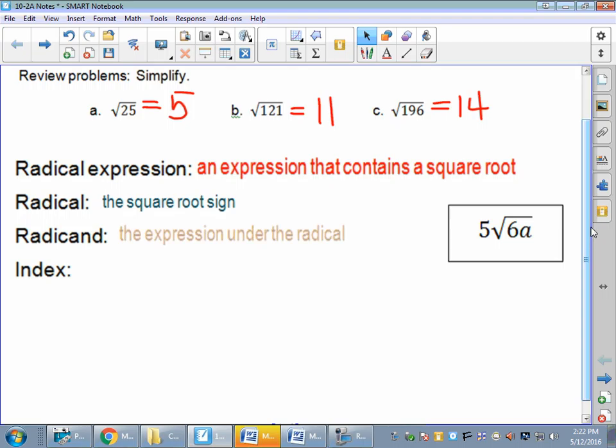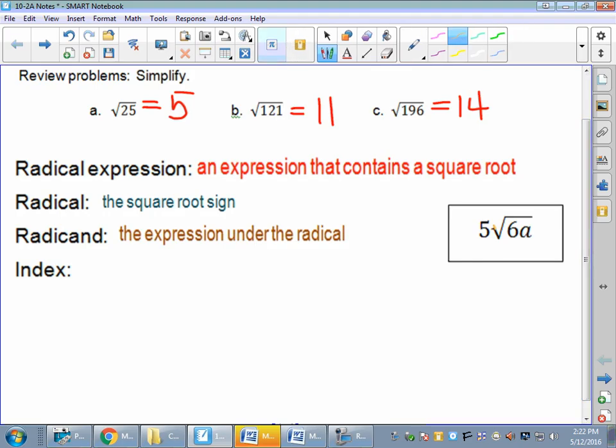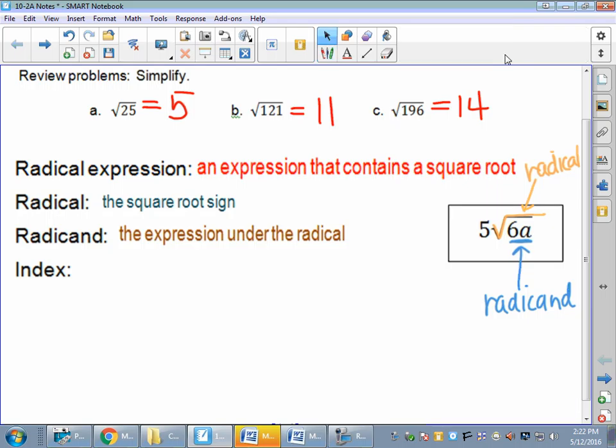The radicand is the expression that is underneath the radical. So over in this little example I've got over here, I've got my radical. I've got a 6a underneath the square root sign, so that would make that the radicand. And I've got this 5 sitting out in front, just like anything else. That is a coefficient. Remember, the number in front of a variable is called the coefficient? Well, the number in front of a radical is a coefficient.